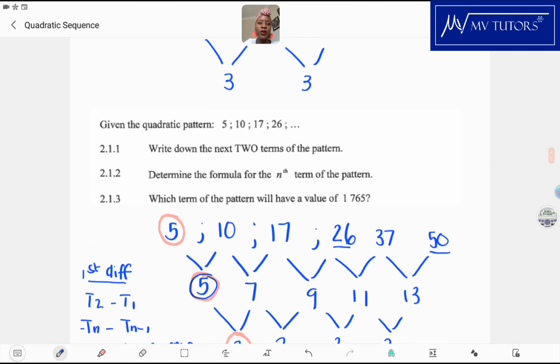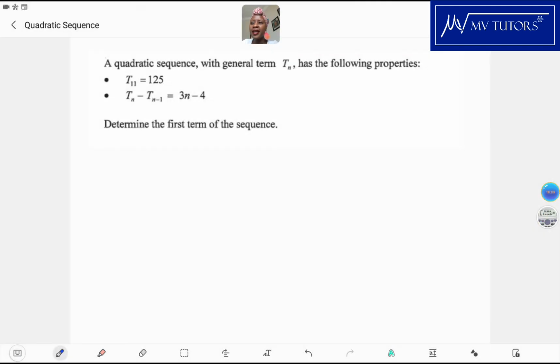We're going to look at that bonus question. I'm just going to pause to bring the question down quickly. Okay, so this last question we're doing, it says a quadratic sequence with the general term Tn has the following properties. So the 11th term is 125, and if you take Tn minus Tn-1, you get 3n minus 4. This is like a straight line. Remember, if you have the equation y is equal to mx plus c, this is exactly that way. So I know that is my first difference. Okay, it's talking about the first difference.